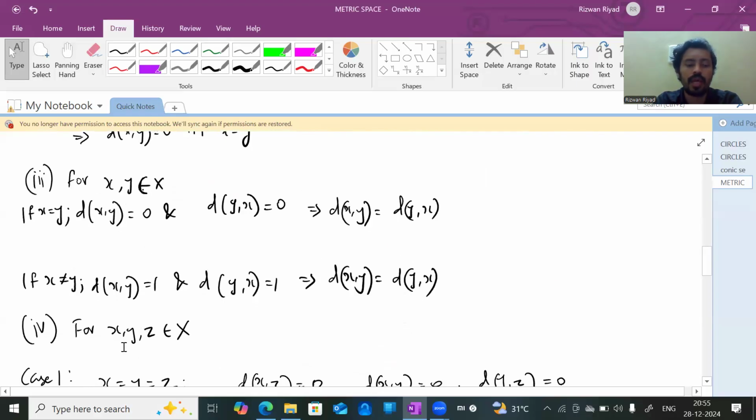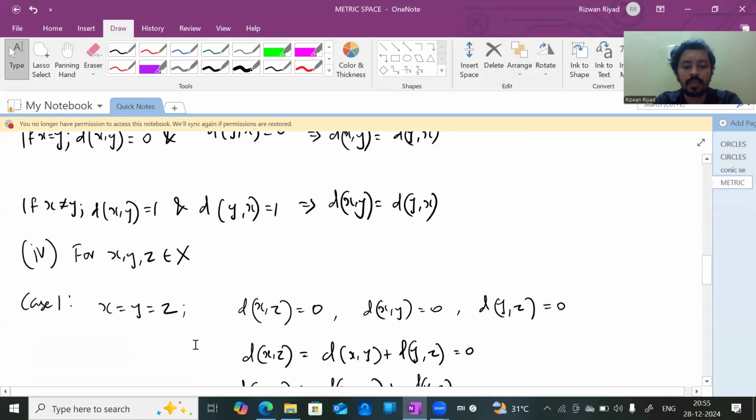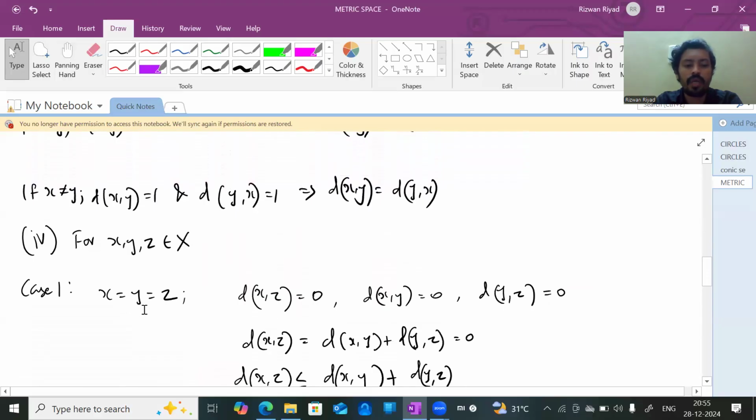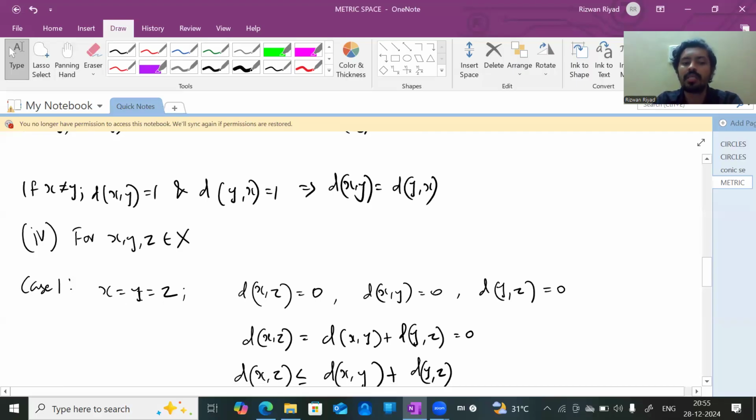Fourth one. Okay, for x, y, z belongs to capital X, we are taking 3 elements from capital X: x, y and z. Okay, see case 1. Case 1 means x equal to y equal to z. I told you we have 5 cases, and this is the first case. In this case, we will see that this satisfies the fourth condition of metric. And not only in this case, in the upcoming 4 cases also, you can see the same. Now see how this fourth condition is satisfied in case 1, that means if x equal to y equal to z.